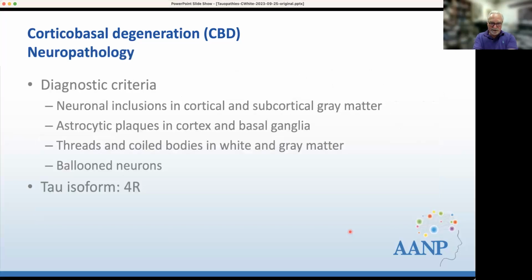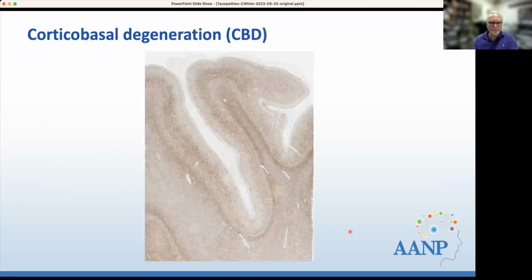Cortical basal degeneration, neuropathologic diagnostic criteria include neuronal inclusions in cortical and subcortical gray matter, astrocytic plaques in the cortex and in the basal ganglia, threads and coiled bodies in the white and gray matter, and the presence of these ballooned neurons that were referred to as neuronal achromasia by Rebeiz et al. CBD, in contrast to Pick disease, is characterized by the accumulation of 4R isoforms of tau only.